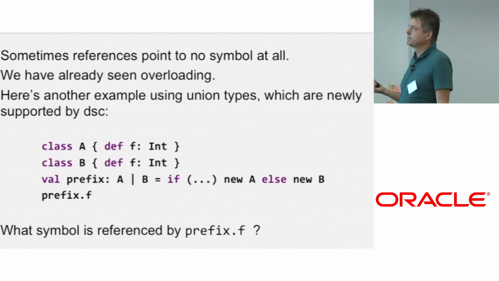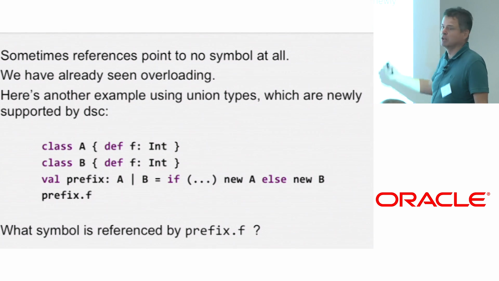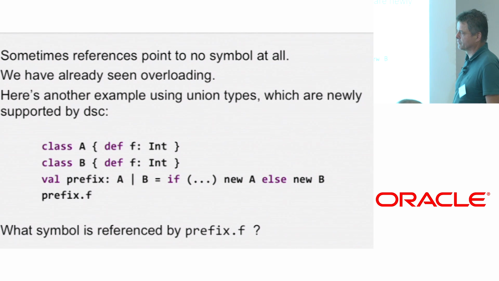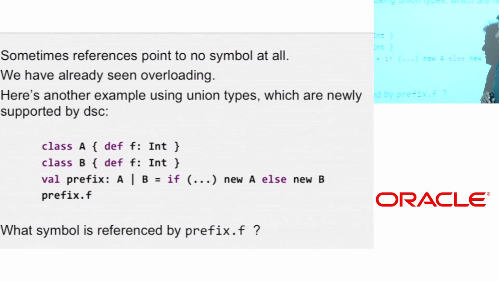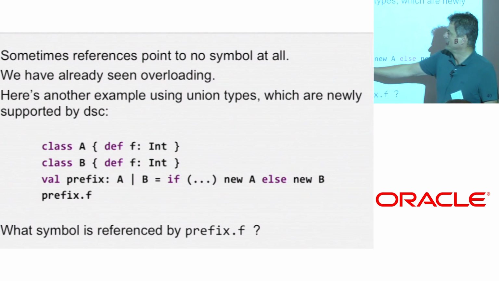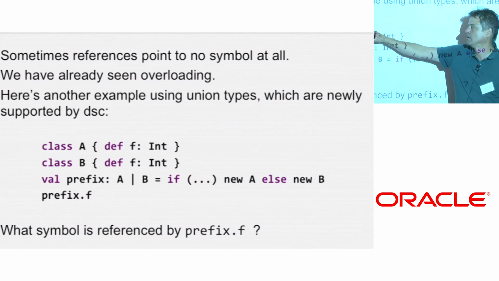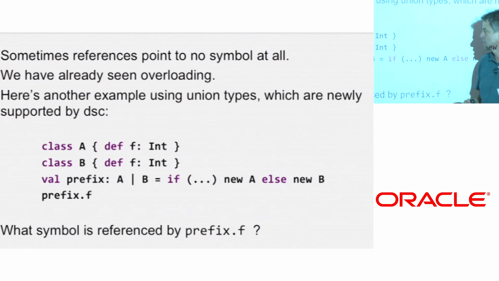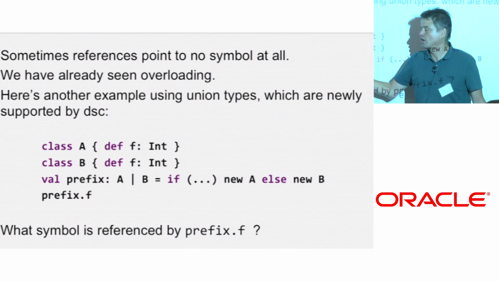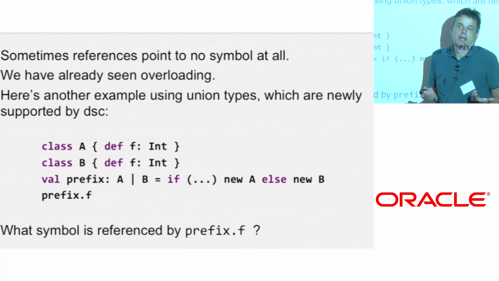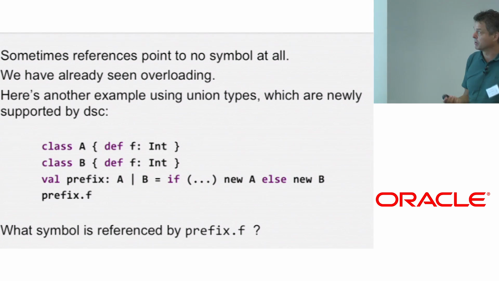The other side of the coin is sometimes references point to no symbol at all. Here's an example using union types, which are newly supported by the compiler and will be in a future version of Scala. So we would have two classes, and they both have this method f. And then we have a prefix, and it's now A or B. We don't know which it is. It's one or the other. And the two classes, they don't have a common superclass except Object. And we return either one or the other. Then the question is prefix.f, what definition does it refer to? And the answer is we don't know. It could be either one. So again, the reference is not tied to a symbol.